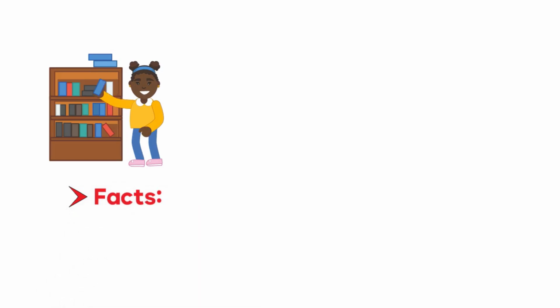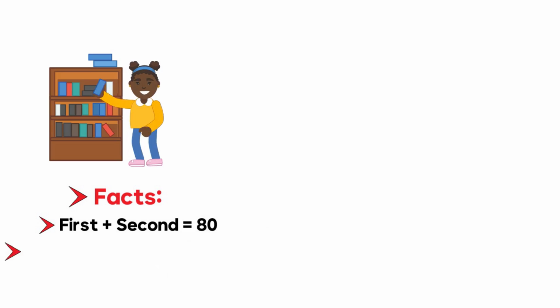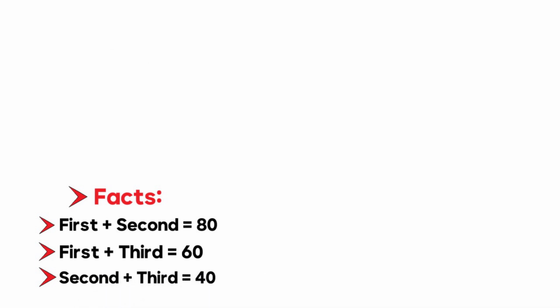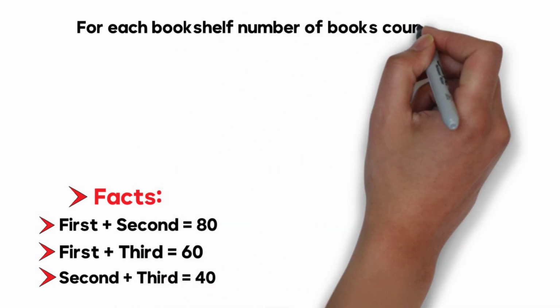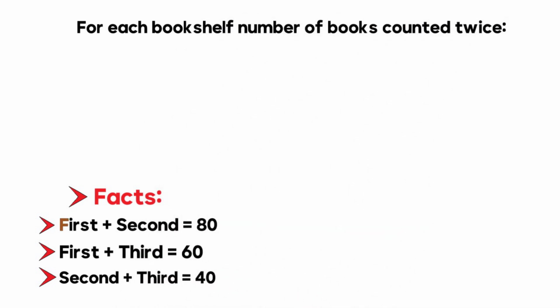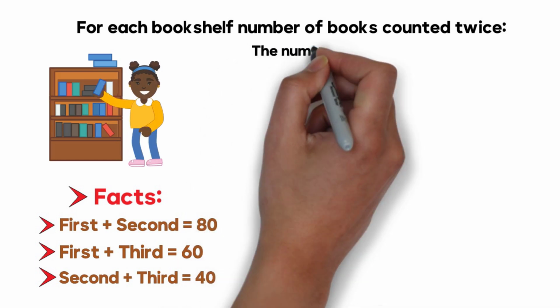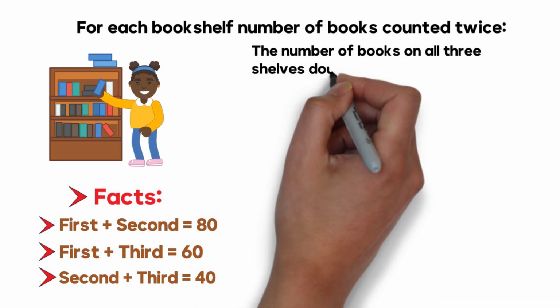And the facts is that on the first and second bookshelves, we have 80 books. On the first and third bookshelf, we have 60. On the second and third, we have 40. And what's interesting about this fact is that each bookshelf is presented here twice. First is twice, second is twice, and then the third bookshelf also appears in these calculations twice. So what we can do here, we can calculate doubled number of books on all 3 bookshelves.